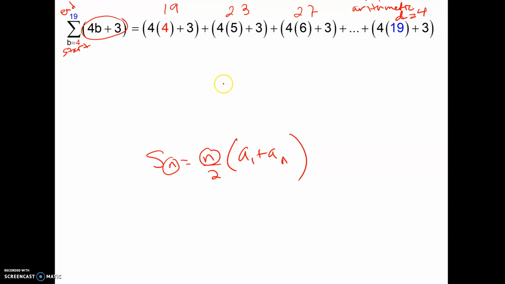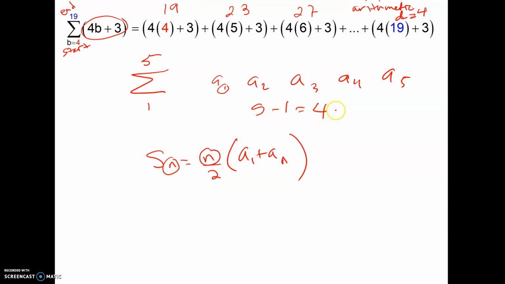Let's suppose I have a sub 1, a sub 2, a sub 3, a sub 4, a sub 5. I have 5 terms, right? But if my summation was to start at 1 and end at 5, you might be misled and just do 5 minus 1 and say, oh, there's 4. No, it's 5 minus 1 plus 1. So there's actually 5 terms here, not 4. You have to add that extra 1. So let's do that.